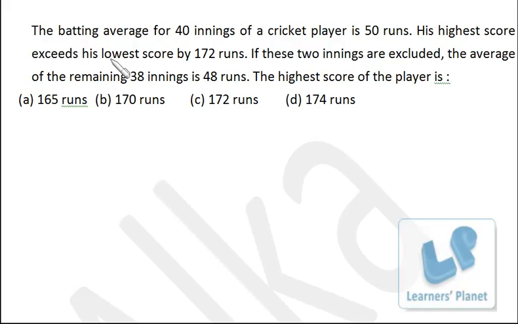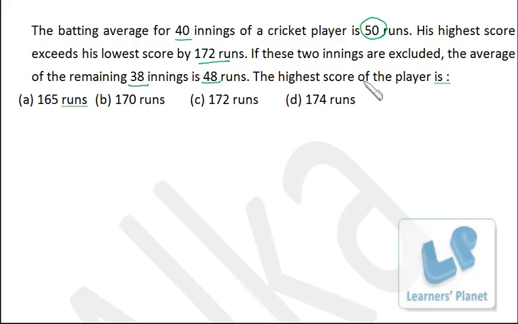Now see this: the batting average for 40 innings of a cricket player is 50 runs. That's the average. His highest score exceeds his lowest score by 172 runs. If these 2 innings are excluded, the average of the remaining 38 innings is 48 runs. The highest score of the player is? Okay. Again, this problem can be solved by the deviation method. I'll explain both the methods, the regular one and the deviation one. So first of all, let's see the deviation method.